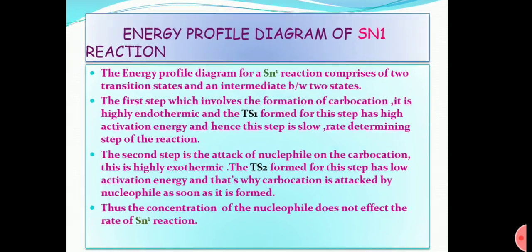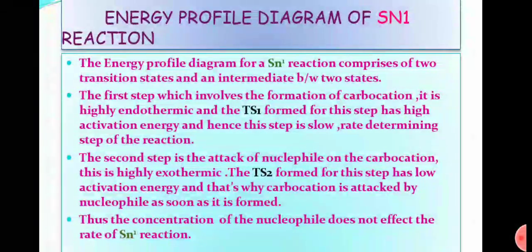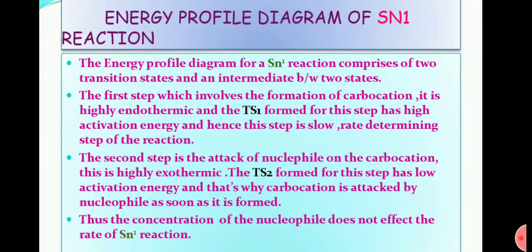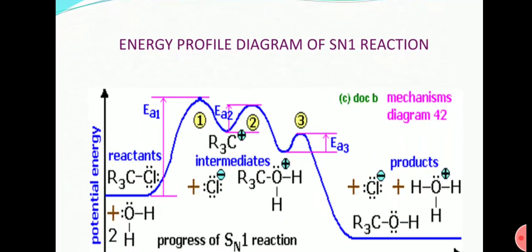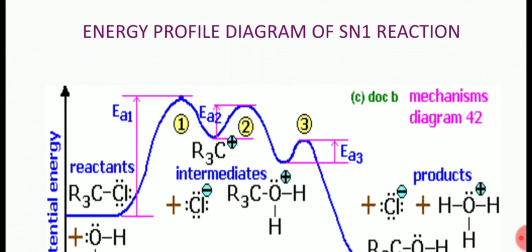And the next thing is the energy profile diagram of SN1. The energy profile diagram includes two transition states. Here we can see the diagram. The reactants give the first step, ionization, through transition state 1, which is highly endothermic, so its activation energy is very high and it occurs very slowly. That's why it is called the rate determining step.